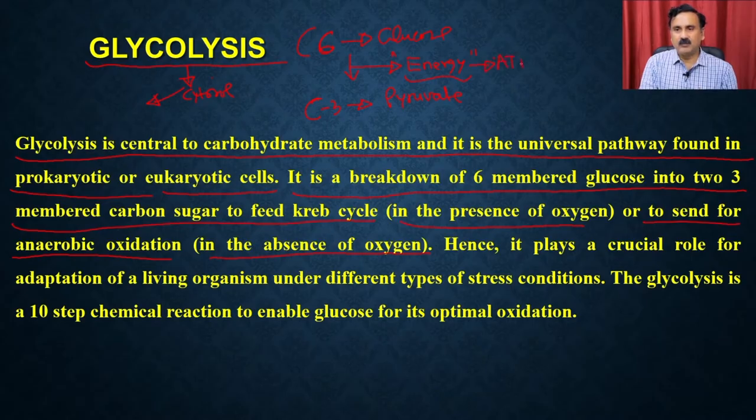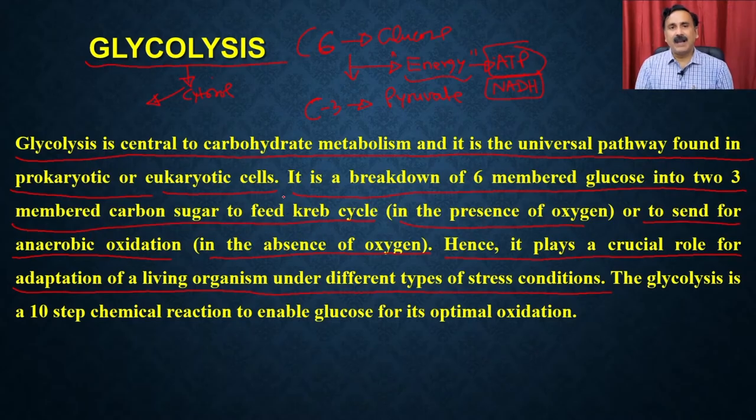So it is actually going to produce ATP as well as NADH, and these two molecules are going to provide the energy to the cell. Hence, it plays a crucial role in the adaptation of a living organism under different types of stress conditions. So glycolysis is the major pathway which allows the organism to adapt to different types of environmental conditions.